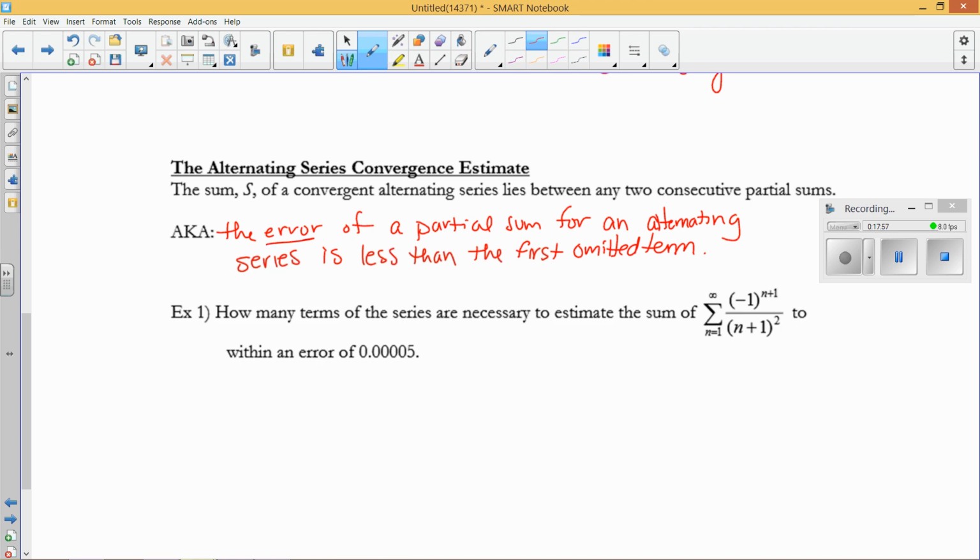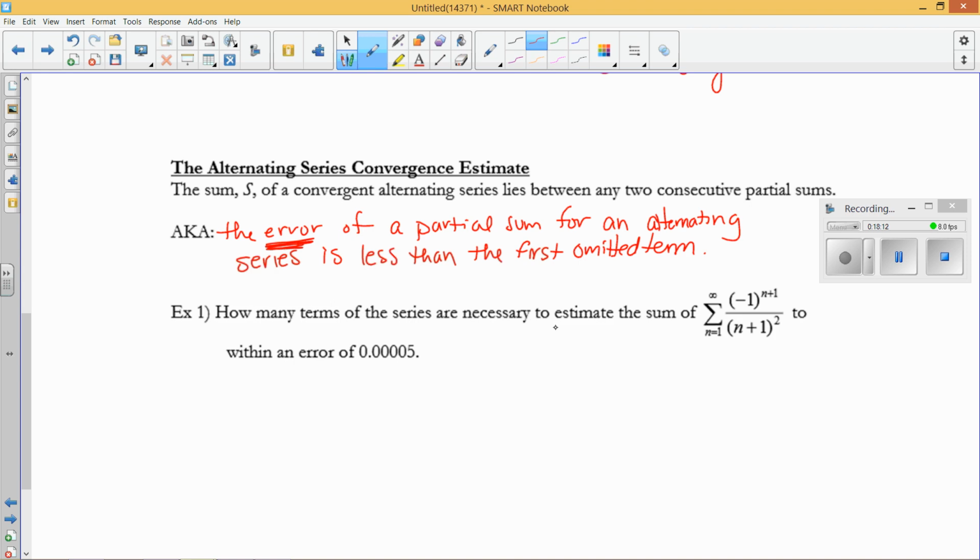That's why the error is less than the first omitted term, because the first omitted term is trying to make the series better, but I kind of overcompensate by adding an extra term, and I kind of wiggle wobble back and forth. So here's one way that that can look.